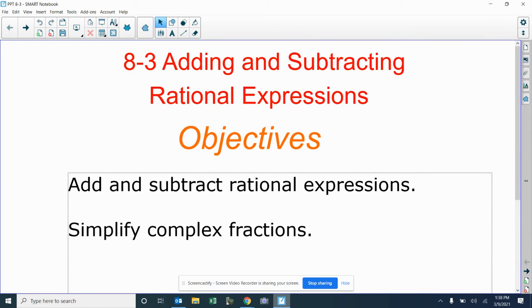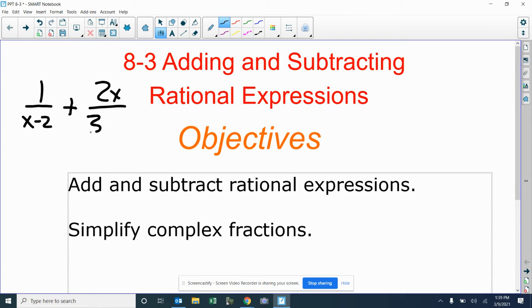Okay, as we look at A3, adding and subtracting rational expressions, remember a rational expression can be written as 1 over x minus 2, but now we're going to add it to something maybe like 2x over 3x minus 4. We're going to have to get a common denominator here, so it's going to be a little bit tricky. We will be doing some multiplication in that, but it is going to be a little bit different than what we have been doing. So you're going to need to watch this and pay close attention.